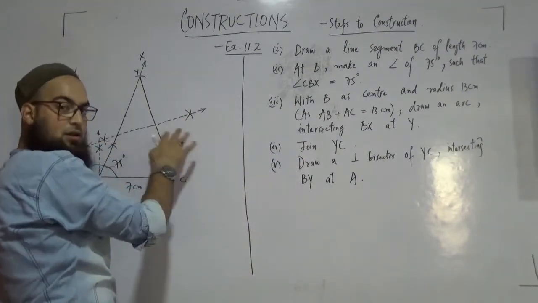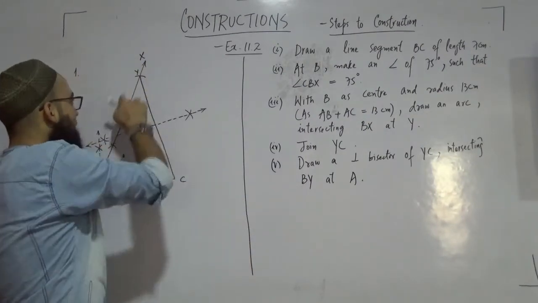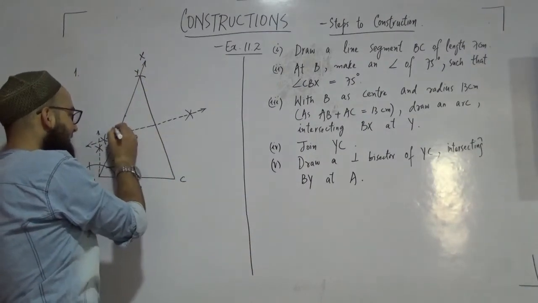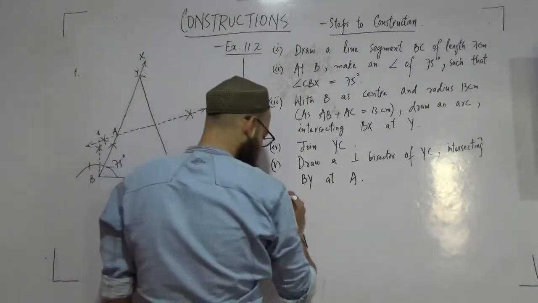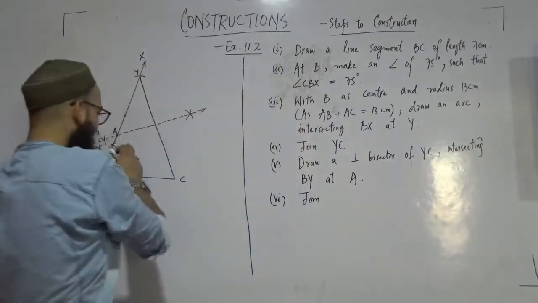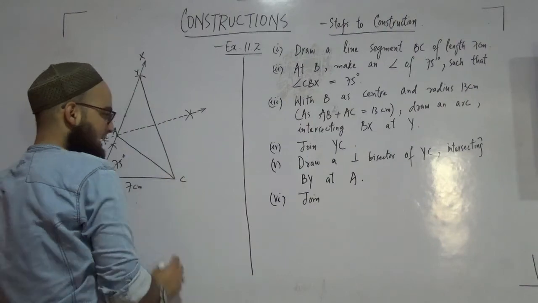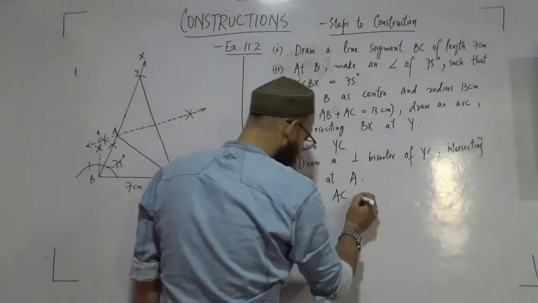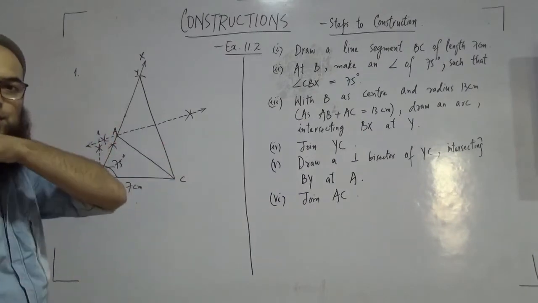So this is a perpendicular bisector for YC, intersecting BY at some point. Say that point is A. And that is our A. Now lastly, join AC. Hence ABC is your required triangle.